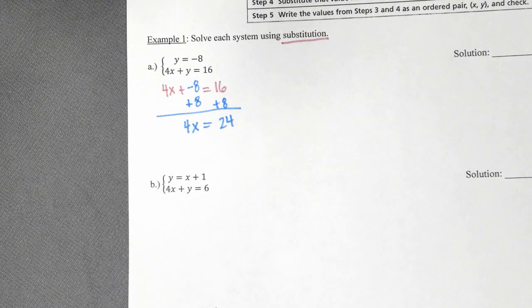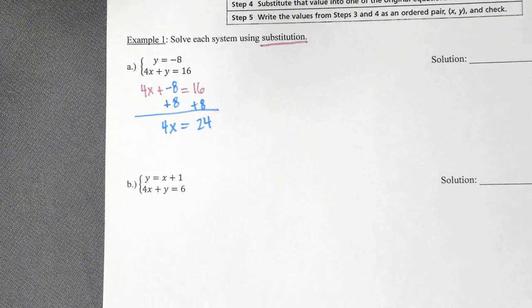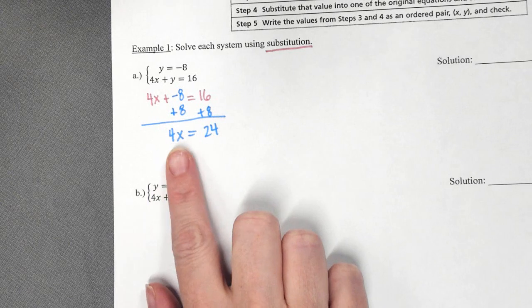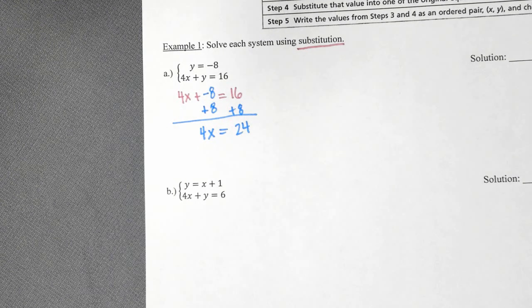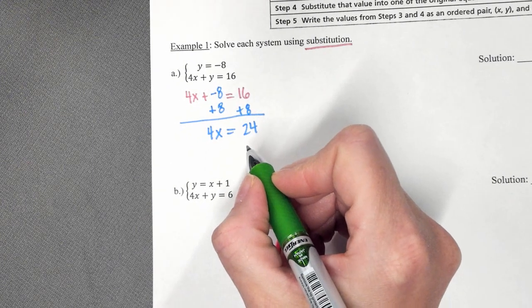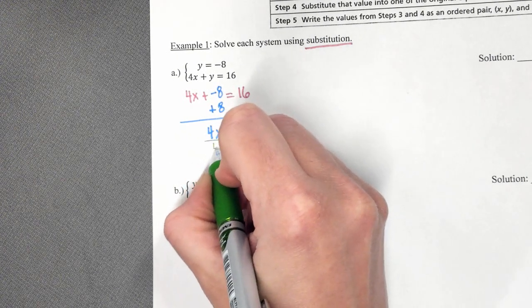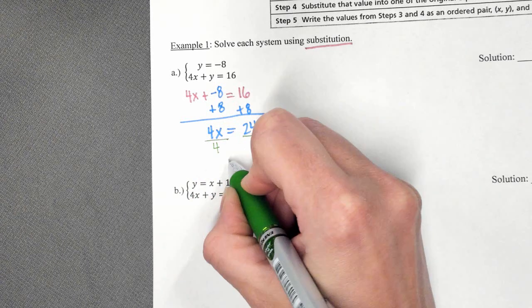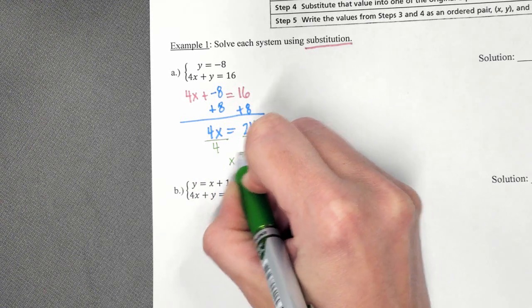Okay, and then once you get there, let's go ahead and I want you to solve it. I'll help you with B, but you can finish. Erica, what did you get for x in this case? Yep, you got 6. So divide by 4, and your x value is going to be 6.